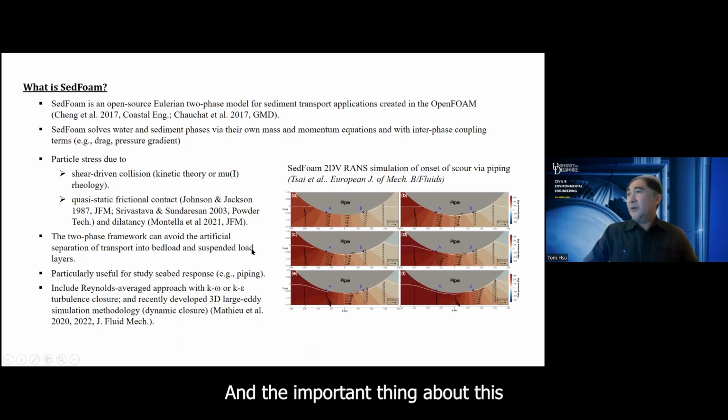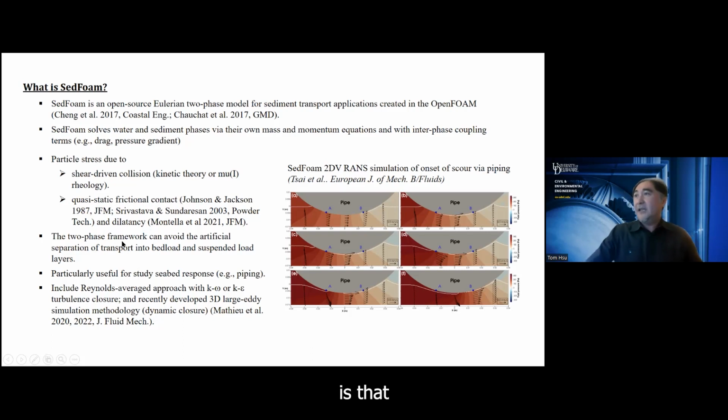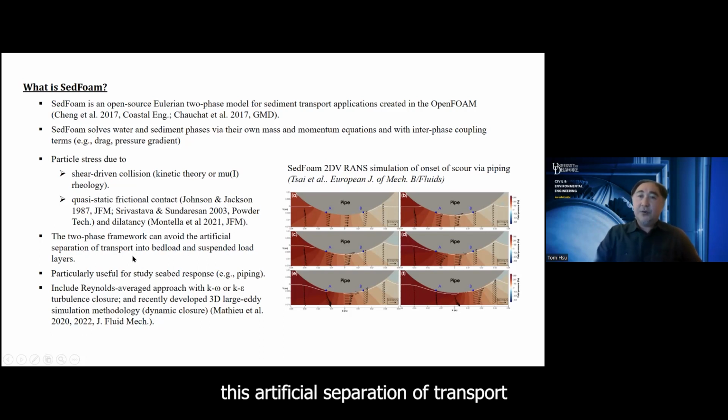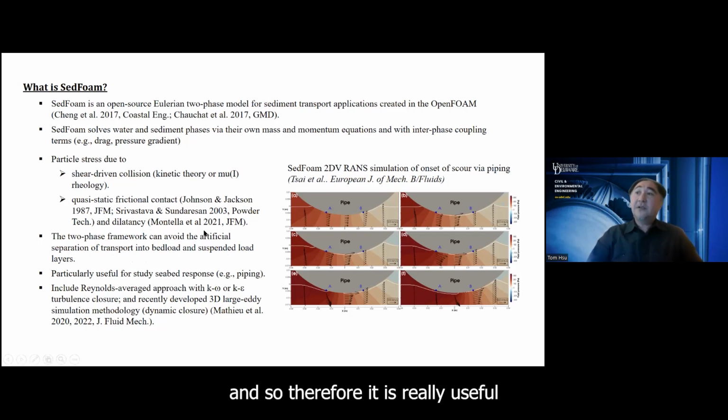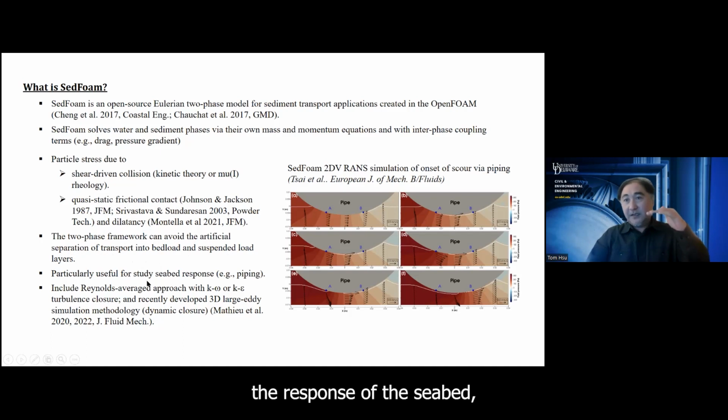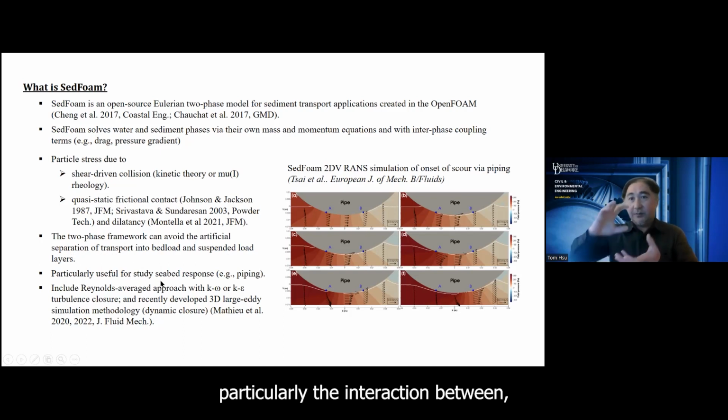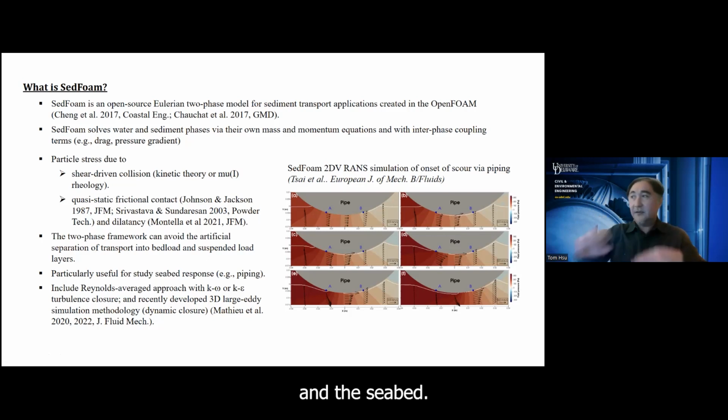And the important thing about this type of model is that this kind of two-phase model framework really allows us to avoid this artificial separation of transport into the well-known bed load and the suspended load. So we can pretty much model the entire transport altogether. And so therefore, it is really useful for us to study the response of the seabed, particularly the interaction between, for example, the structure and the seabed.